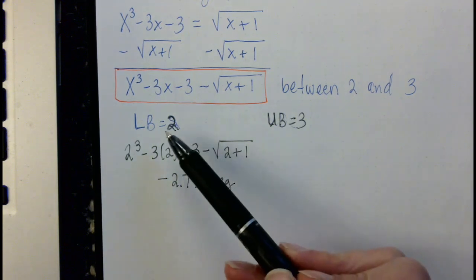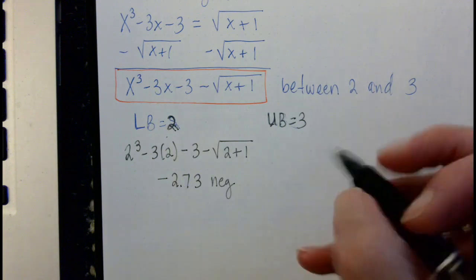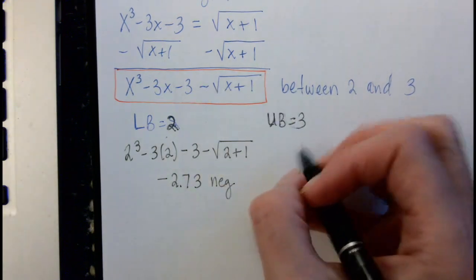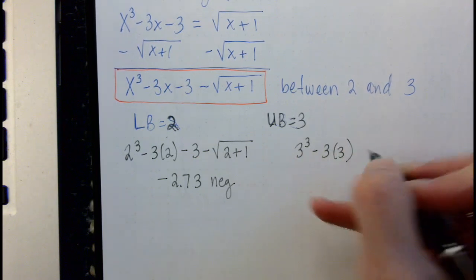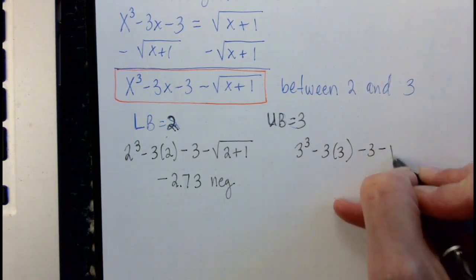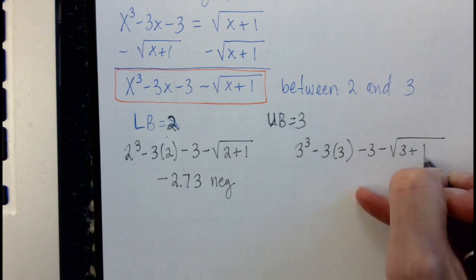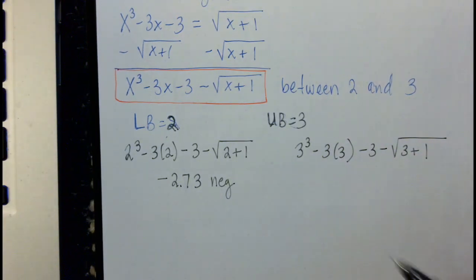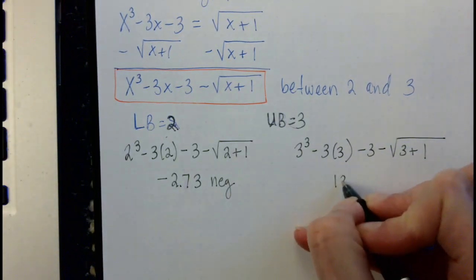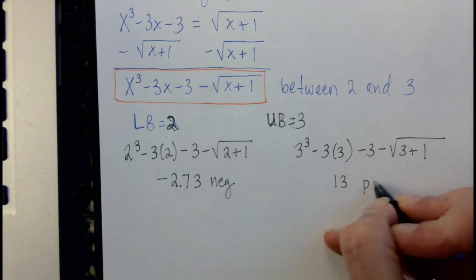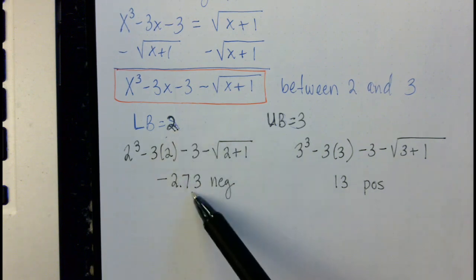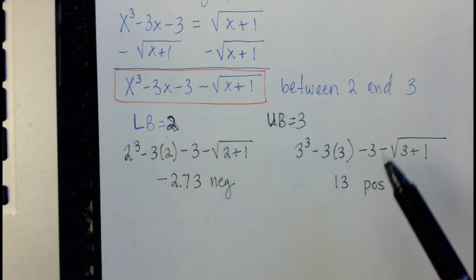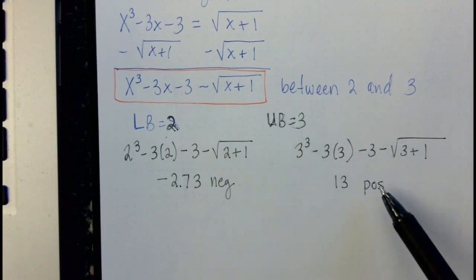And not only are we going to put the lower bound back into this equation, we're also going to put the upper bound back into this equation. And we get 3 cubed minus 3 times 3 minus 3 minus the square root of 3 plus 1. And when we type that in, I believe that we get 13, which is a positive value. So the lower bound is linked to the negative number. The upper bound is linked to the positive number.